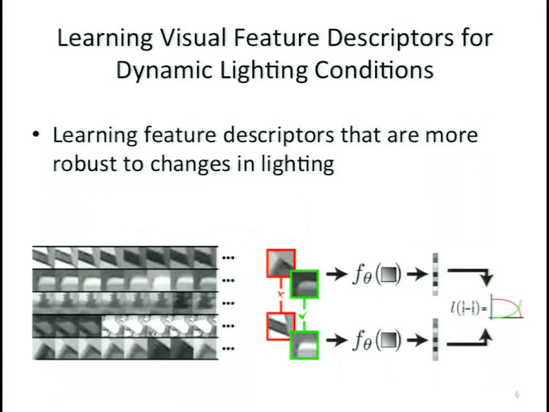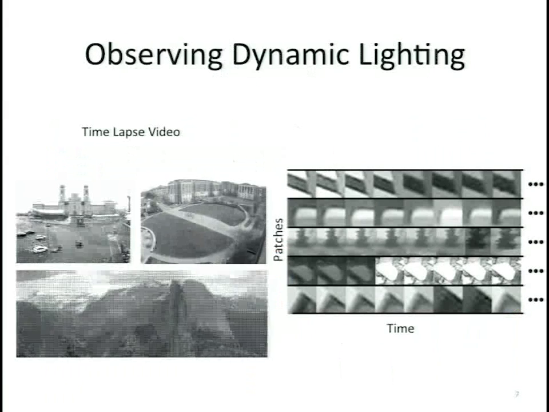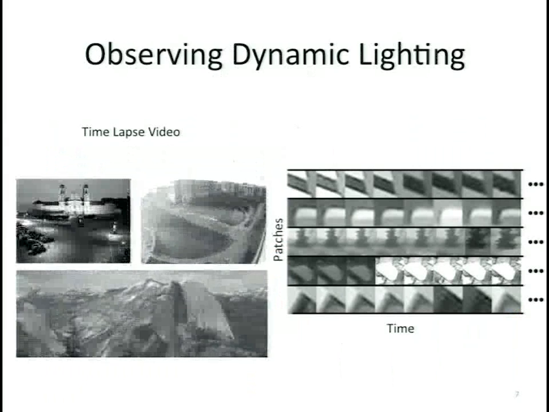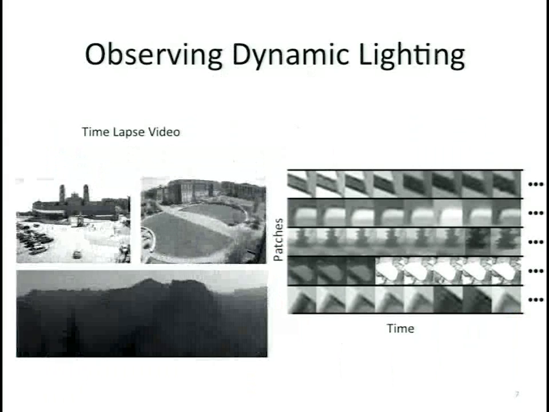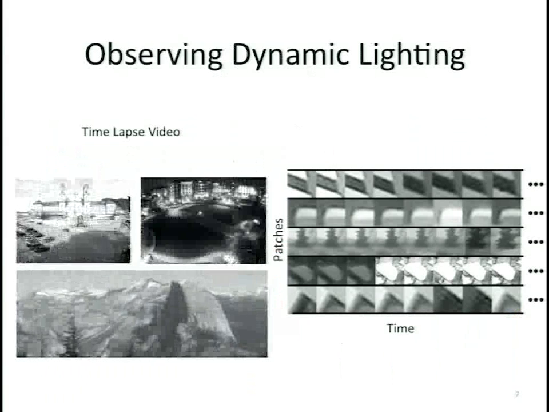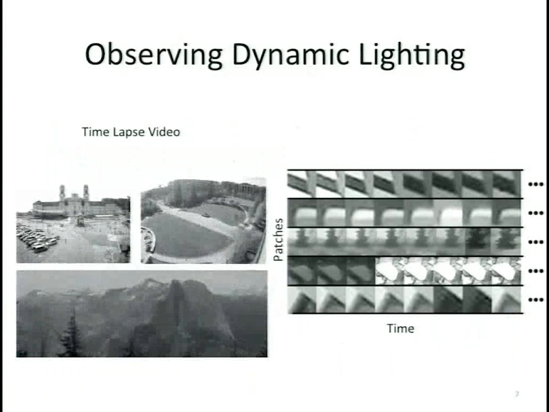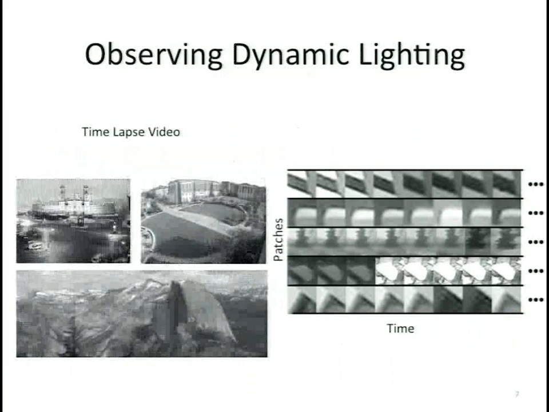So what we're going to propose in this work is a method to learn feature descriptors that are more robust to changes in lighting than standard hand-designed features like SIFT or SURF. The first step in this process is to observe how changes in lighting affect the local appearance in images. So in order to do that, we collected time-lapse videos and then tracked local patches through these time-lapse videos in order to observe how they change.